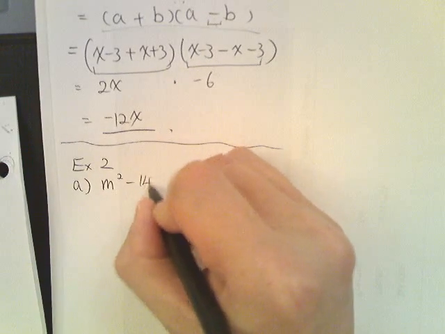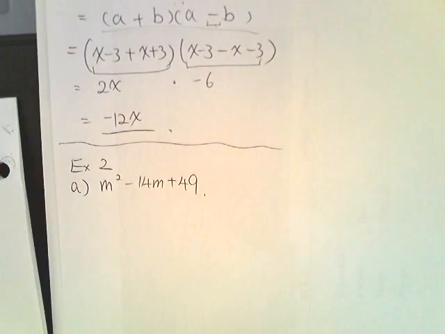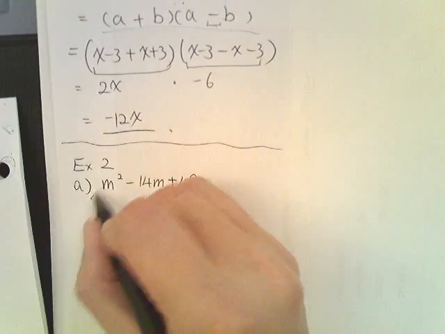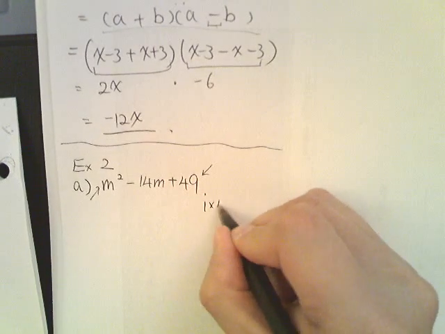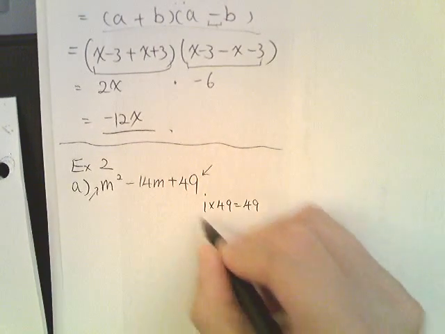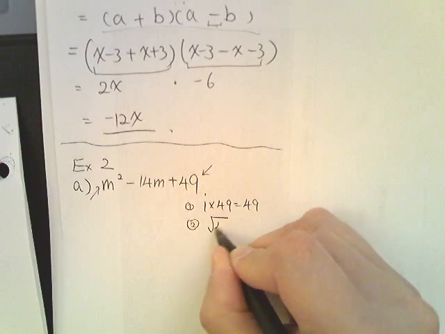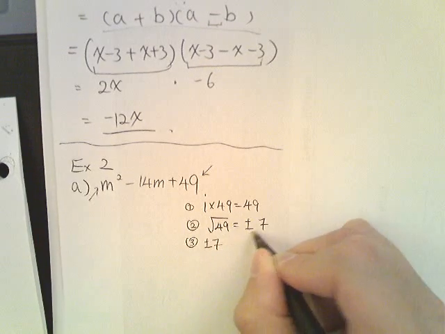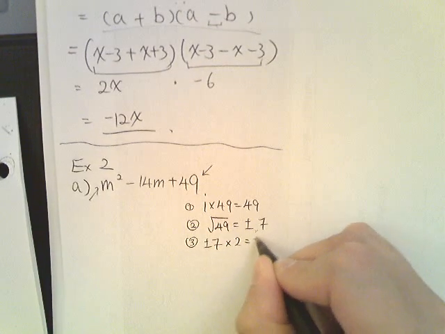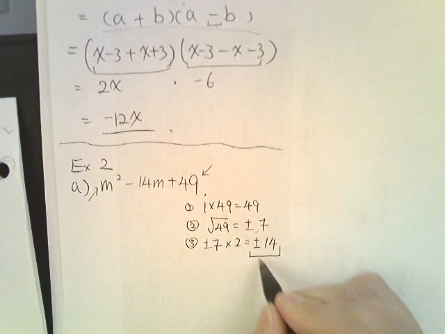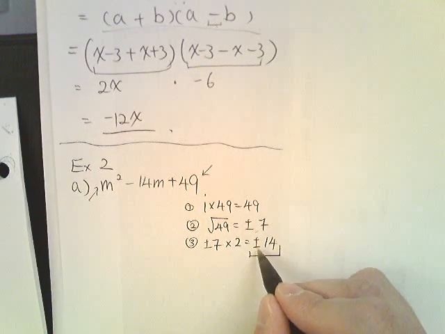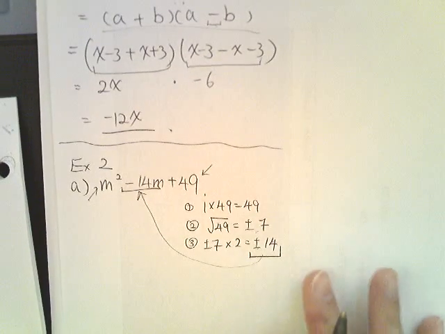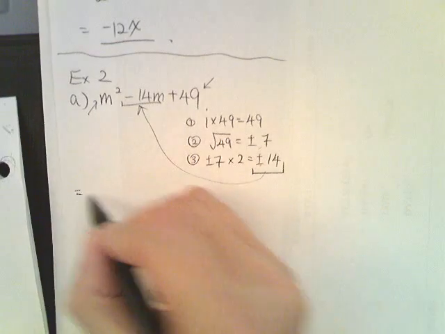M squared minus 14m plus 49. Remember whether it is perfect square factoring or not. The first number times the last number, so 1 times 49, which is 49. That's the first. Second, take a square root of that number, which is plus minus 7. Third, plus minus 7 from the second step, times 2. I have plus minus 14. See whether I have one of these two numbers, positive 14 or negative 14, in the middle. I have negative 14, therefore I have a perfect square factoring.